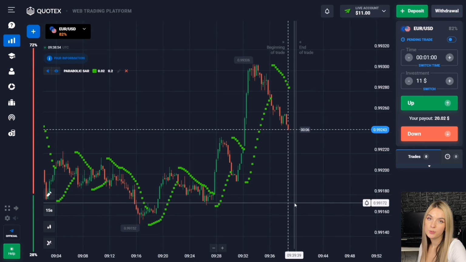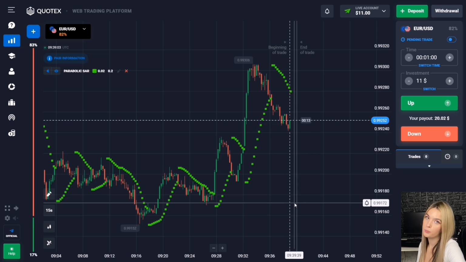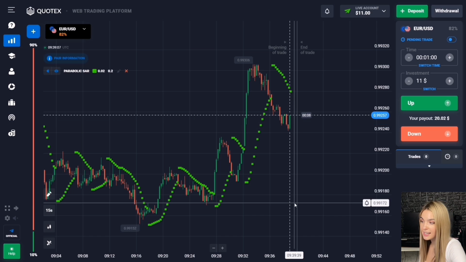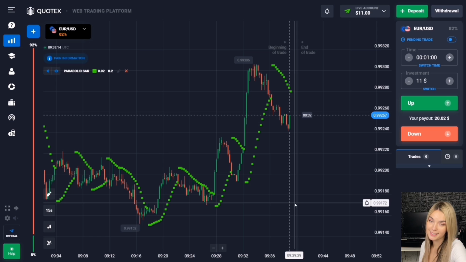Today we will introduce you to using the Parabolic SAR indicator. This indicator will help us determine the pivot points, and it can also tell us where the price will move in the near future. So this indicator is already connected, all the settings are default, and I want to remind you what the signal to open a deal is.